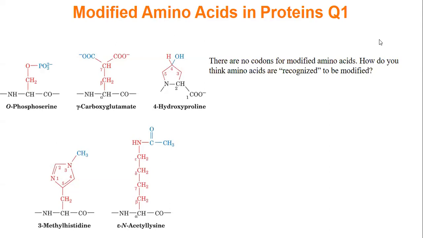So my first question to everybody here is, again, a little thought experiment. Big picture, big brain thinking. We do not encode for modified amino acids in DNA. We can't. Well, I guess we could, but we don't. So how do you think inside the cell amino acids are recognized to be modified?